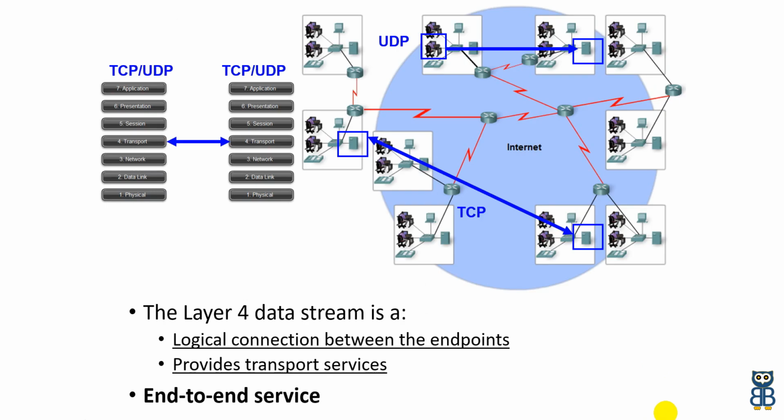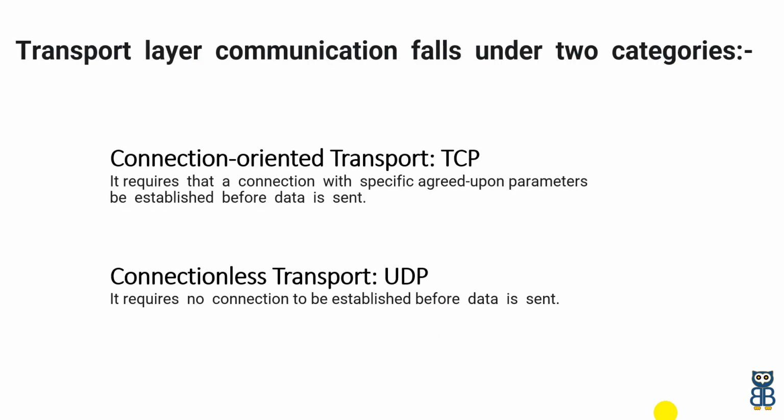The transport layer, layer 4, does not actually send data, despite its name. Instead, this layer is responsible for the reliable transfer of data by ensuring that data arrives at its destination without any error and in order. Transport layer communication falls under 2 categories. First one is connection-oriented. It requires that a connection with specific agreed-upon parameters be established before data is sent. Second one is connectionless. It requires no connection to be established before data is sent.